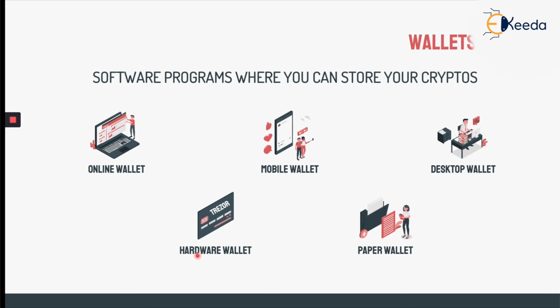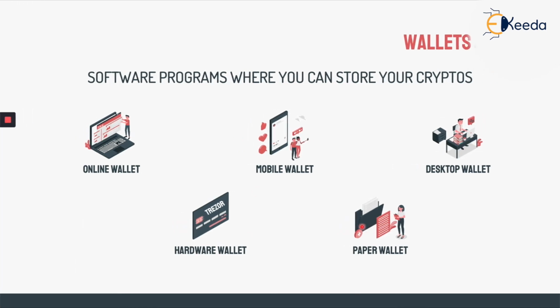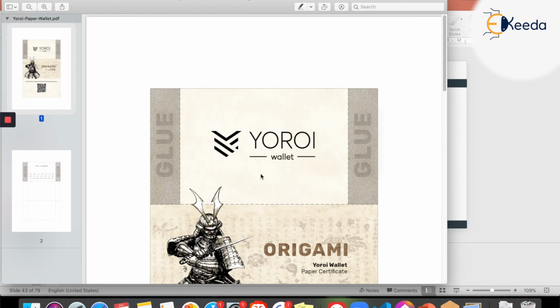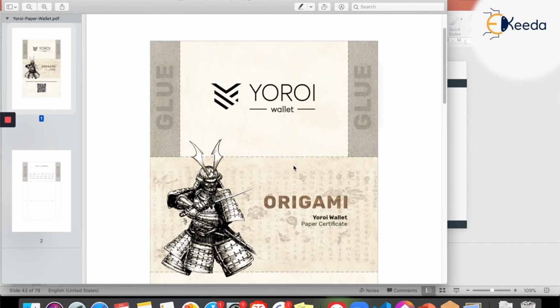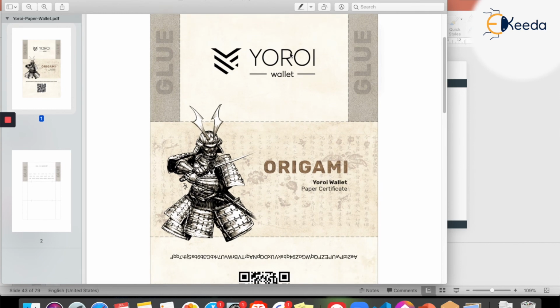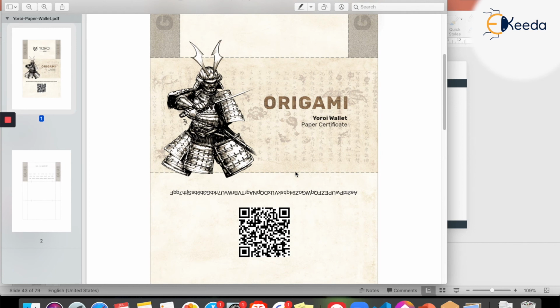Let me also show you a paper wallet, because we were just talking about it. If you look, this is a paper wallet of mine. This is a Yoroi wallet for Cardano. The Cardano blockchain. If you look, this is just a sheet of paper. They have just added some graphics and everything. So Yoroi wallet, origami, whatever.